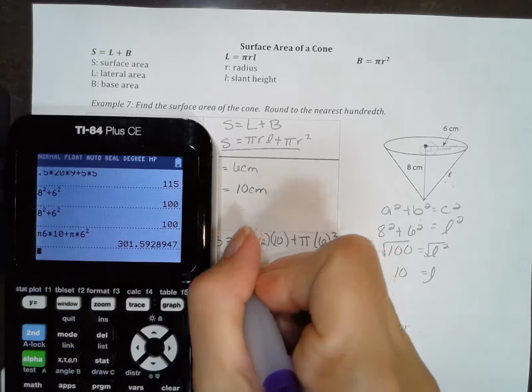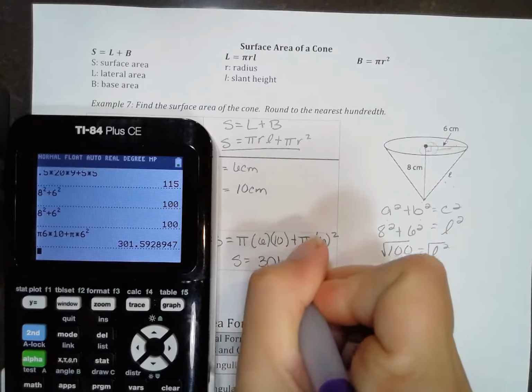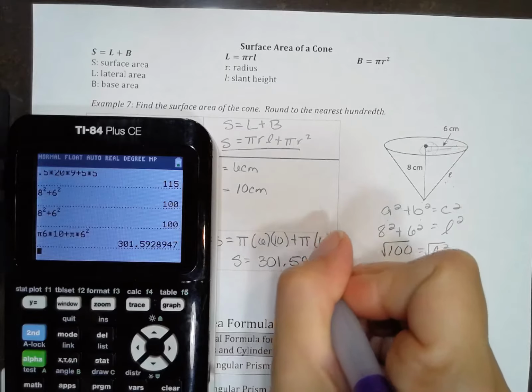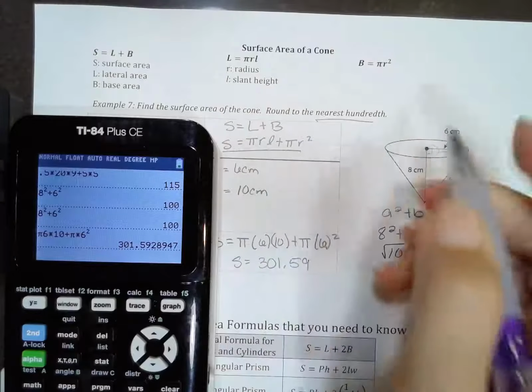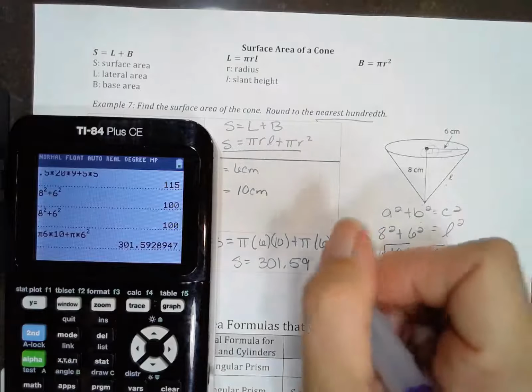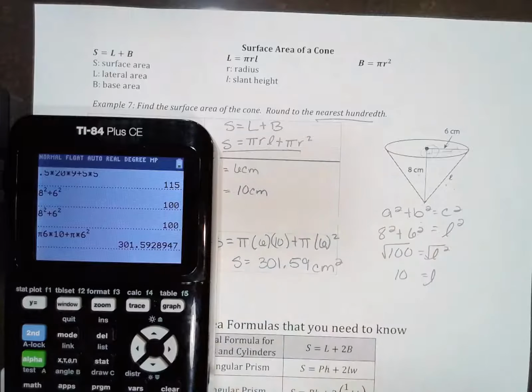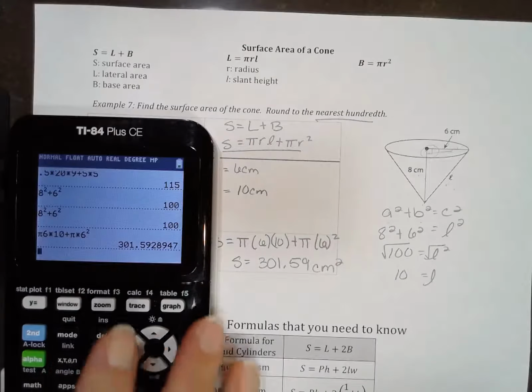So our surface area of this cone is 301.59 because our instructions say round to the nearest hundredth. It's measured in centimeters, so it's centimeters squared because we're looking at area.